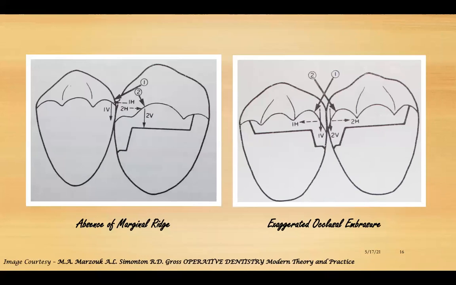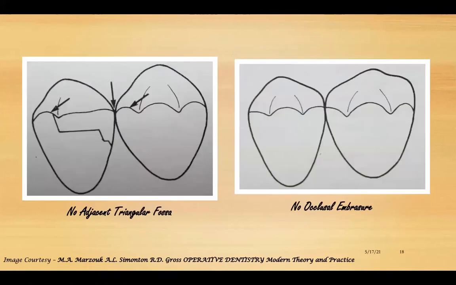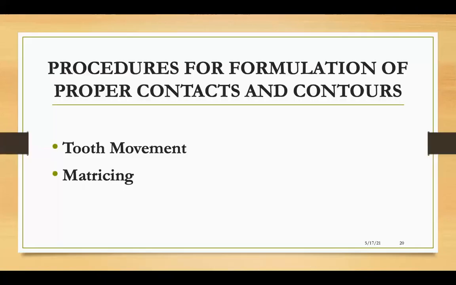So absence of marginal ridge, as you can see, there is no factor in the next adjacent tooth, as you can see in a canine. So you should know about an exaggerated occlusal embrasure. This is what happens when there is a bony defect due to incompatibility. You're not able to restore it properly. There is bone loss present. No adjacent triangular fossa has been carved. No occlusal embrasure. One planed marginal ridge. In the last class, I told you that it should be two planar, thin marginal ridge. So this is exactly what we discussed, the last note in my lecture last time: procedures for formulation of proper contacts and contours.